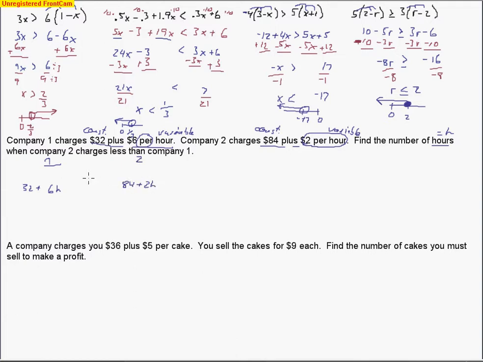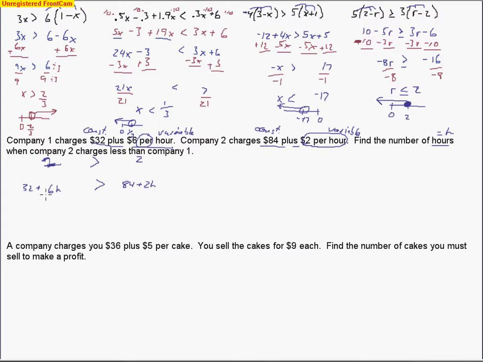So initially, company 1 is the cheaper company because they have a smaller constant charge. But eventually, company number 2 will be cheaper because they charge less per hour. So that's what they want to find. Find the number of hours when company 2 charges less. So when will company 2 charge less? We're going to point the inequality to 2. So when will company 1 charge more is another way they could ask the same question.